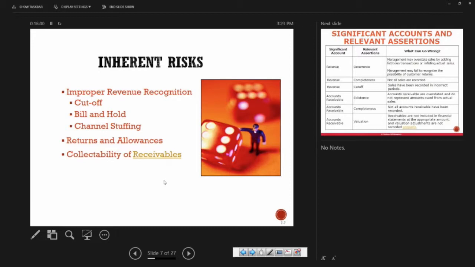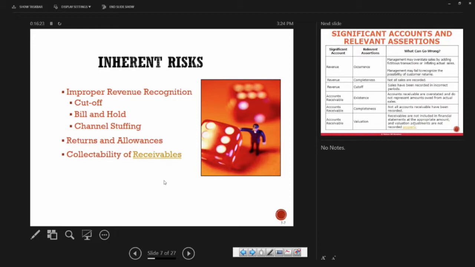They're trying to increase the revenue that's reported. They want to inflate their sales. Right, they're trying to inflate revenue. And that would be improper revenue recognition. Because if you didn't ship it, then the earnings process is not complete. You have to transfer the rights to those goods.